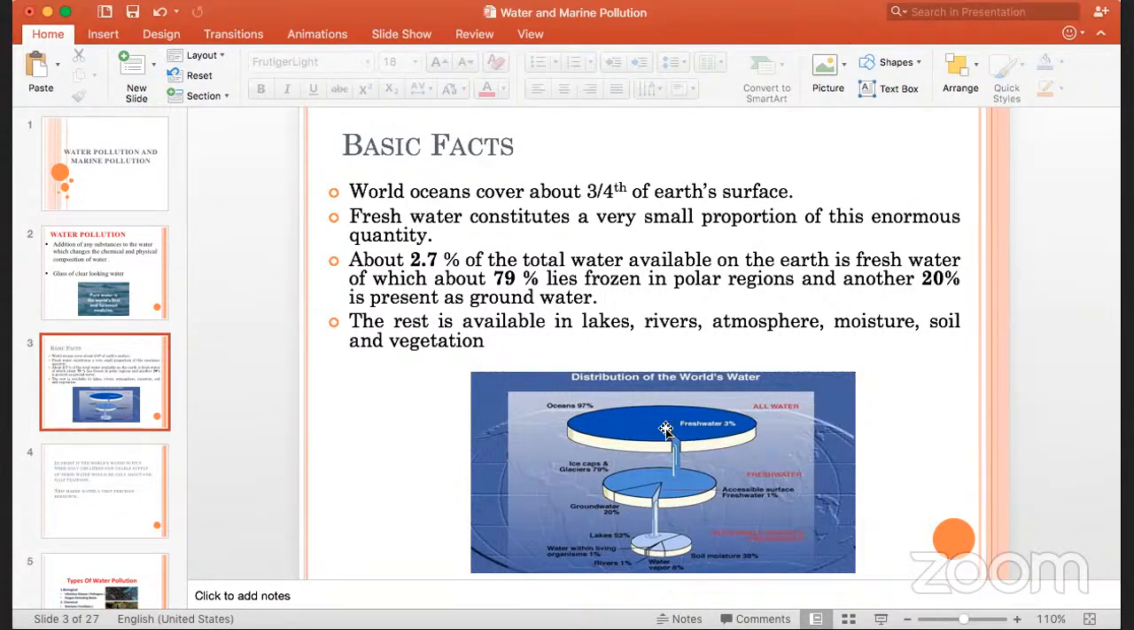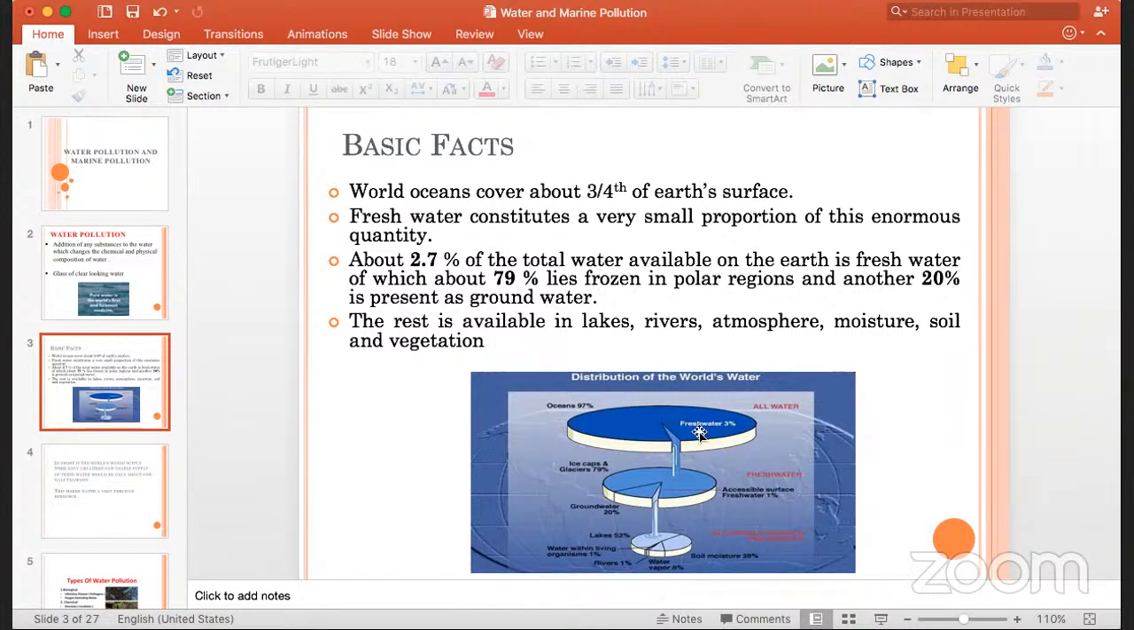Now we have a very small chunk, only 3% of fresh water. So we have our big rivers, lakes, ponds, groundwater, all of that. Only 3% of global water is present as fresh water. The oceans cover about 97% of the water, right? So you can imagine that we have a very, very small percentage of fresh water.